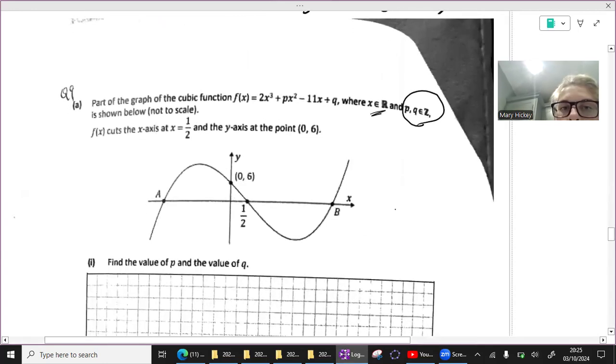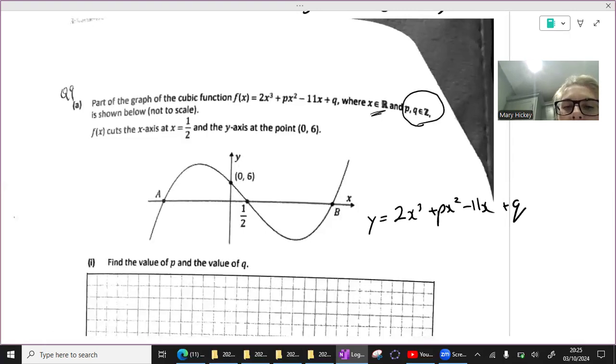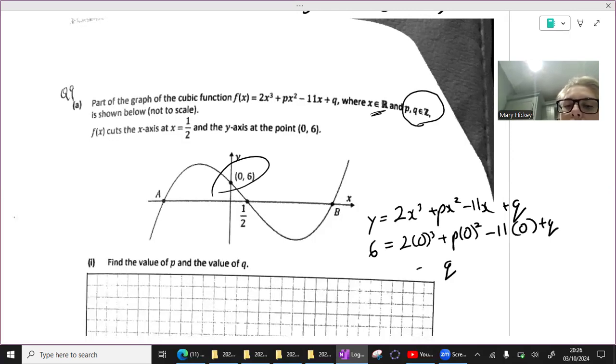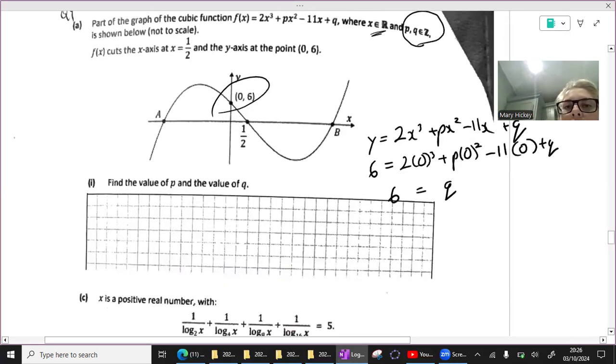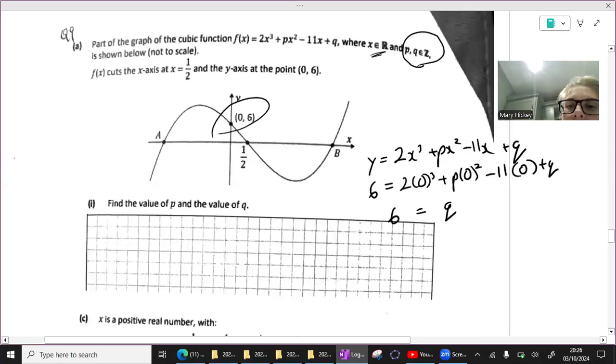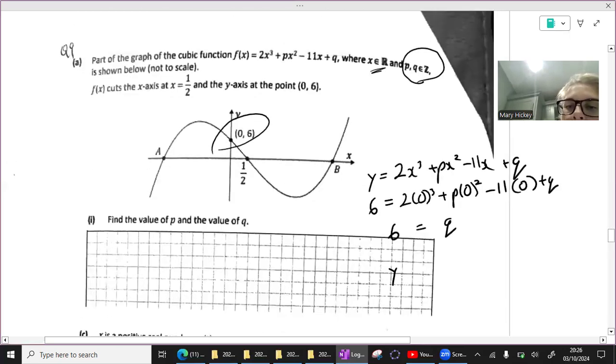Okay, so y is equal to 2x cubed plus px squared minus 11x plus q. Here again, we have this whole thing of it cuts the y-axis at 6. So if x is 0, y is supposed to be 6. So they're all zeros, 0, 0, 0, so the only thing I'm left with is q. So I straight away know q is 6. Now, if I know that q is 6, then I can rewrite it here, putting in the value of q to be 6.